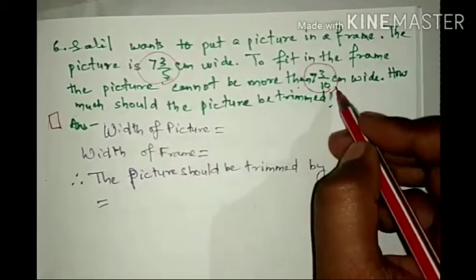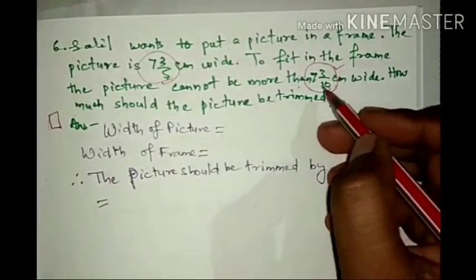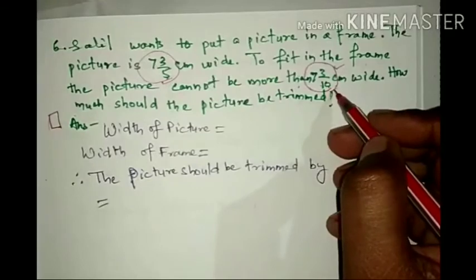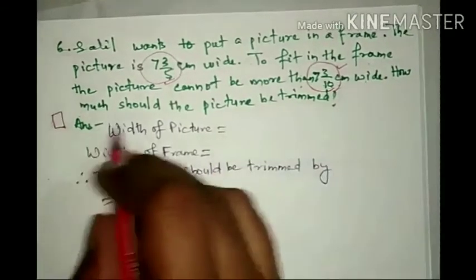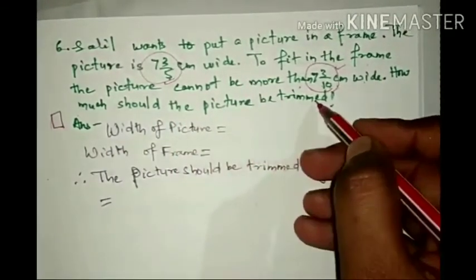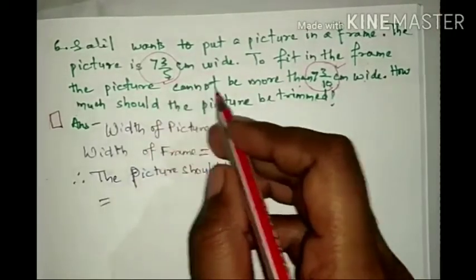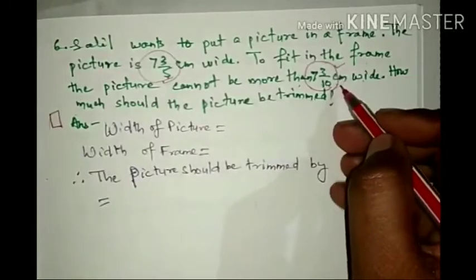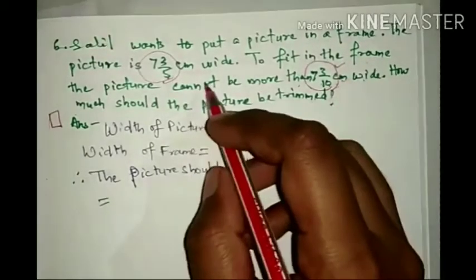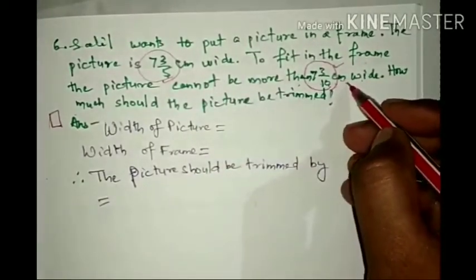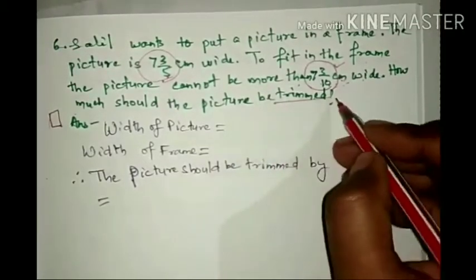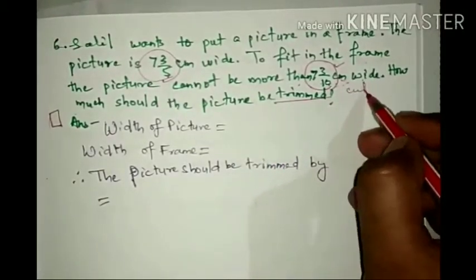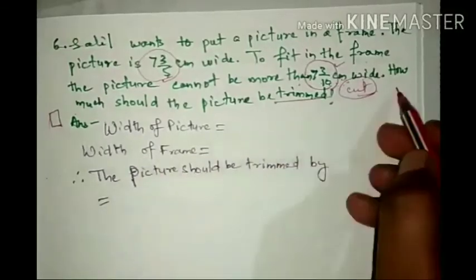Means the frame width is 7 and 3 by 10 centimeter. So how much should the picture be trimmed? The picture width is more than the frame width, so you have to trim. Trim means we have to cut the size, cut the width.